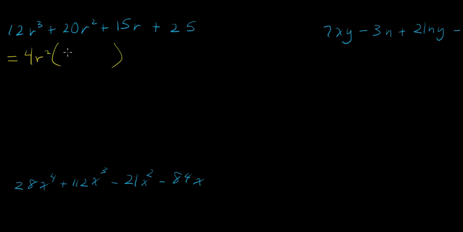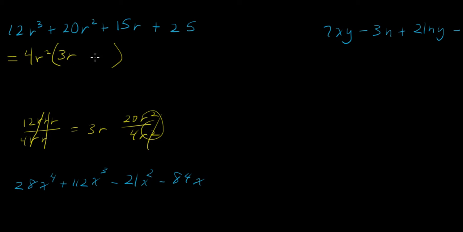Now I want this times something here to equal this, and this times something here to equal this. So what's 12r cubed divided by 4r squared? 12r cubed divided by 4r squared, that turns into a 1, that turns into a 1, that turns into a 3, so that just gives us 3r. And then what is 20r squared divided by 4r squared? Well, that just turns into a 1, and so that just is going to be 5.